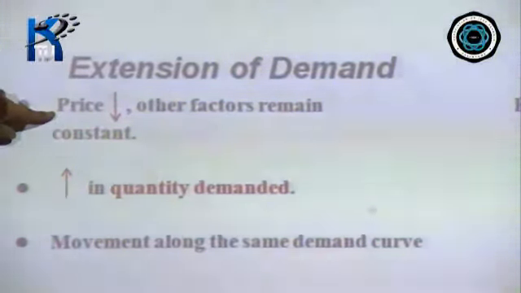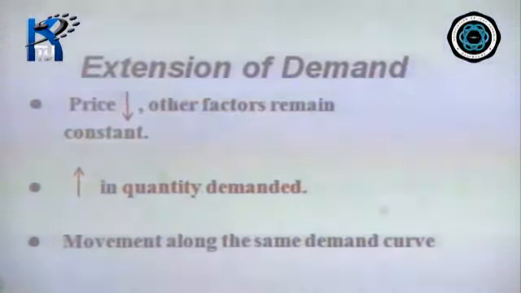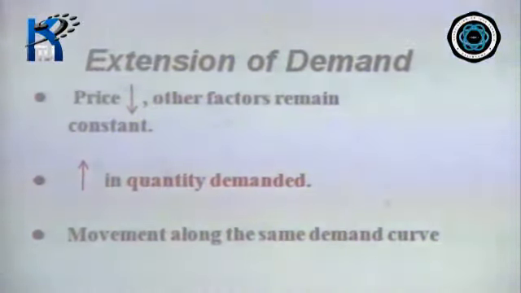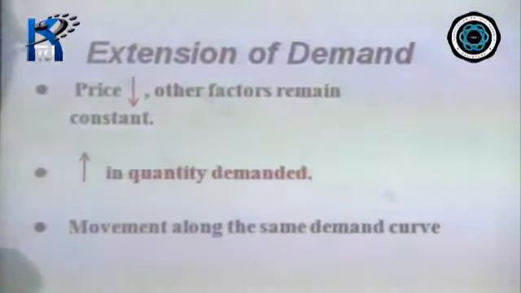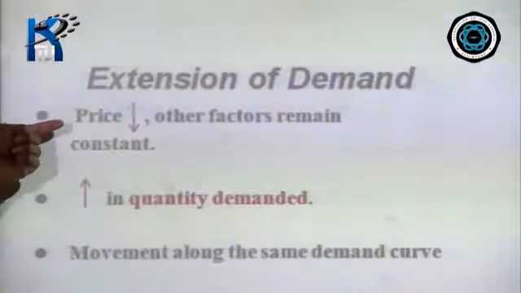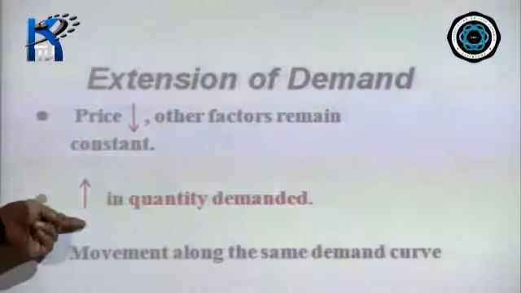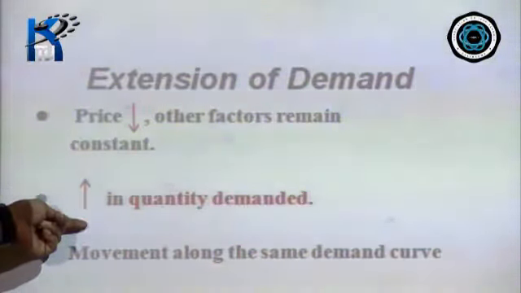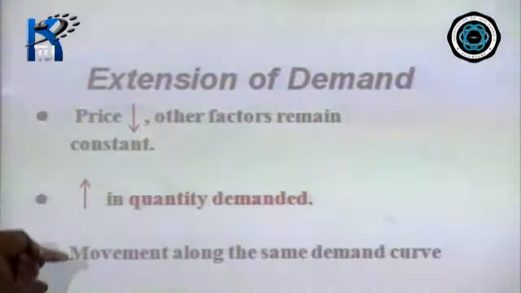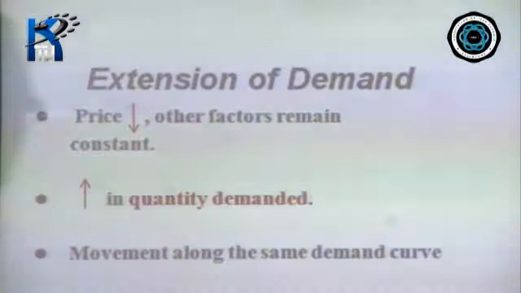When the price falls, all the other factors remain constant, ceteris paribus. That means the income of the consumer, the price of related goods, consumer credit facility, government policy, all these other factors will remain the same, only the price will decrease. When the price decreases, there is an increase in the quantity demanded. People will buy more when the price falls. This shows movement along the same demand curve, there is no shift in the demand curve.